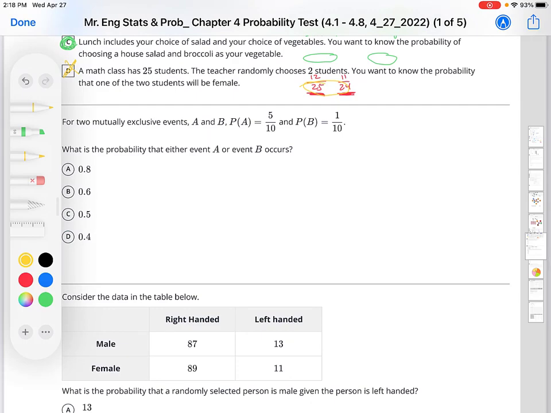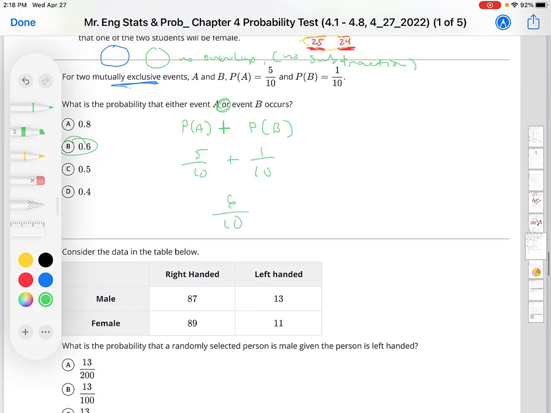All right, for mutually exclusive events, A and B, this means kind of like in the Venn diagram world, their circles don't overlap. So the probability of A is 5/10, and the probability of B is 1/10. What is the probability that either event A or B occurs? So they want the probability of A plus the probability of B. So all you have to do is substitute them in there. They have no overlap. No overlap. So that means you're not subtracting. No subtraction. You're not subtracting a double count. Does that make sense? So B is our correct answer.